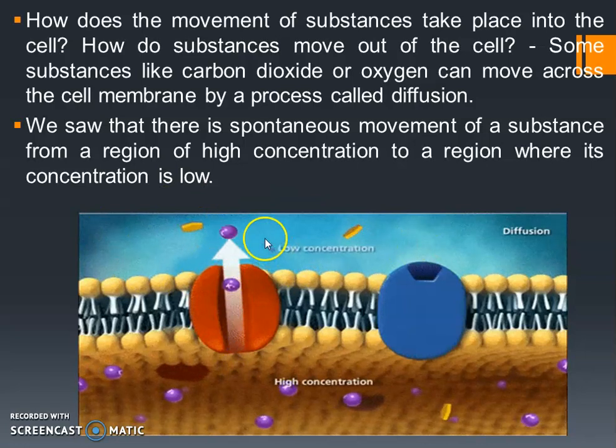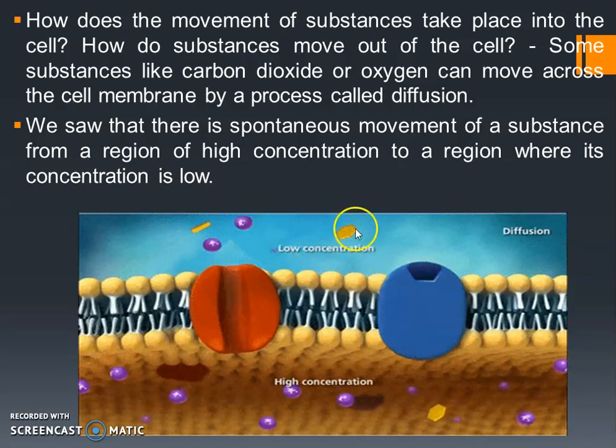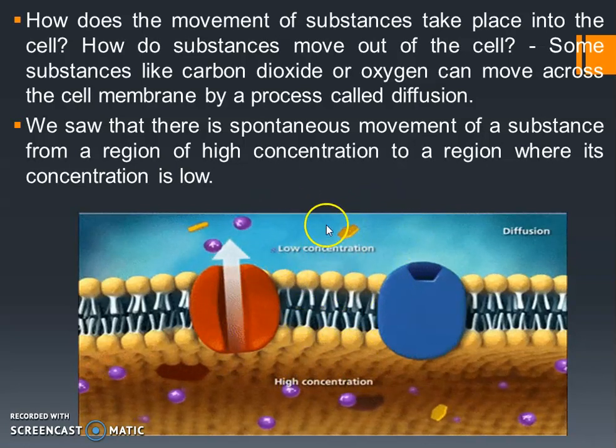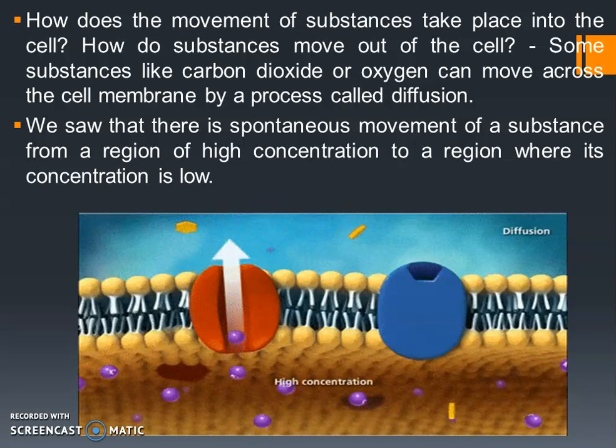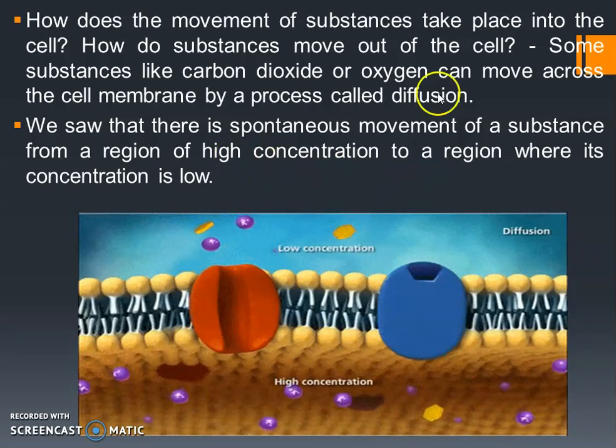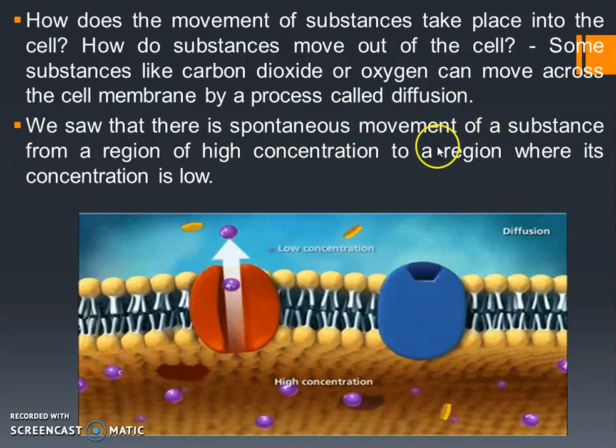Lower concentration എന്ന് പറഞ്ഞാൽ എവിടെയാണോ ആ സബ്സ്റ്റൻസ്, ഇപ്പോൾ ഓക്സിജൻ ആണെങ്കിൽ ഓക്സിജൻ എന്ന് പറയുന്ന സബ്സ്റ്റൻസ് എവിടെയാണോ കുറവായിട്ടുള്ള, to that place they will move these substances. Okay, so this simple process is called diffusion.